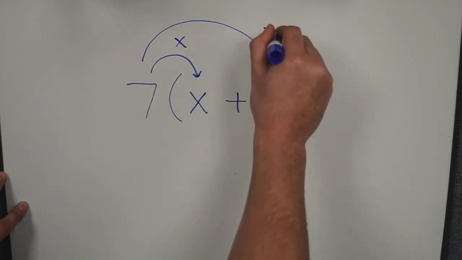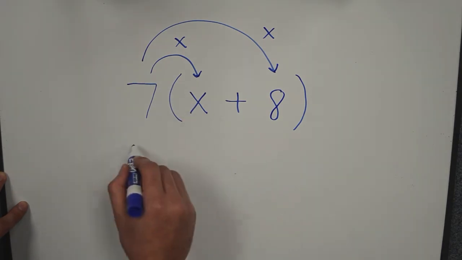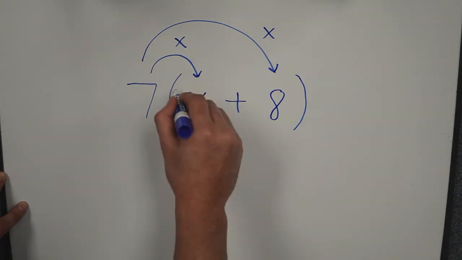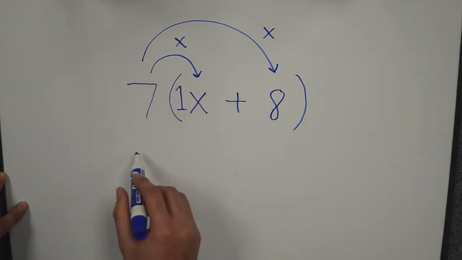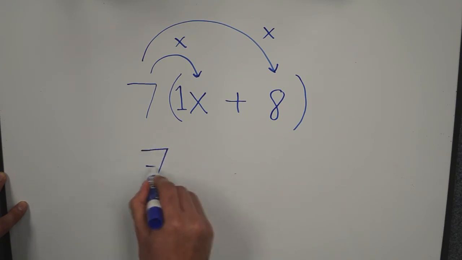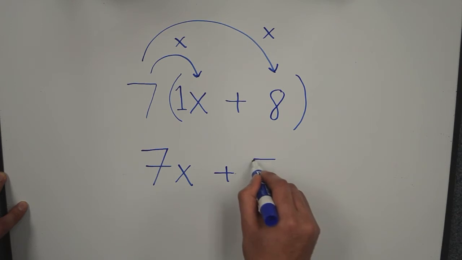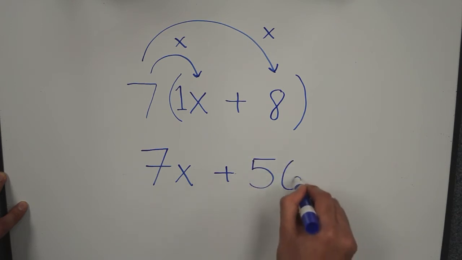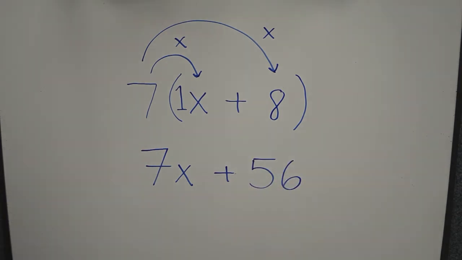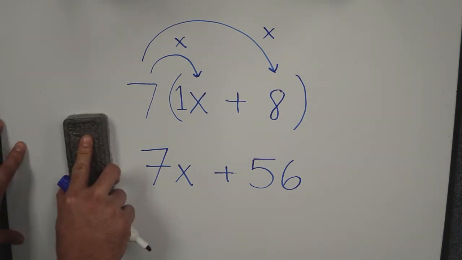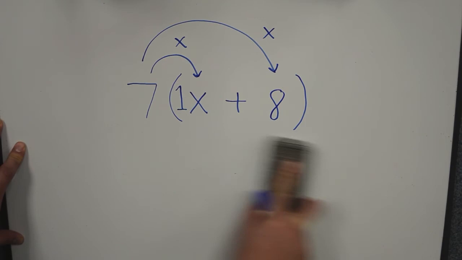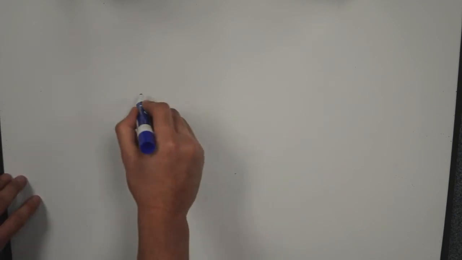The outside number multiplies by both the inside numbers. So 7 times x, and even though there's nothing written there, there is always a 1, and that gives me 7x plus 7 times 8, which is 56. Because I have that x there, I just leave it as that. All right? If that's what the question says and it says simplify, that is my answer, 7x plus 56. Okay? So let's try a different example.